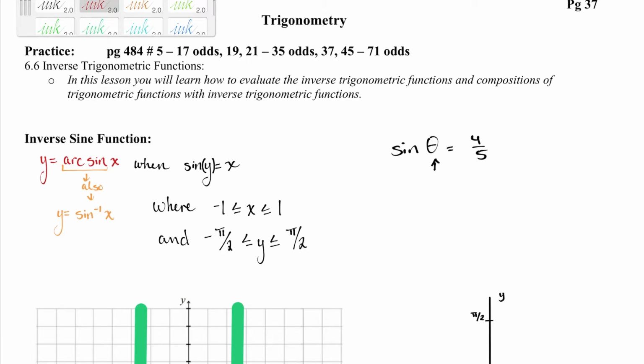In order to do that, I need to undo the sine and move it to the other side. So I do the inverse sine, which is also arc sine. In my calculator, this is what the inverse sine looks like, not to be mistaken for the reciprocal.